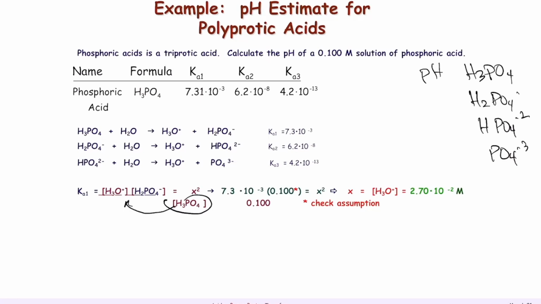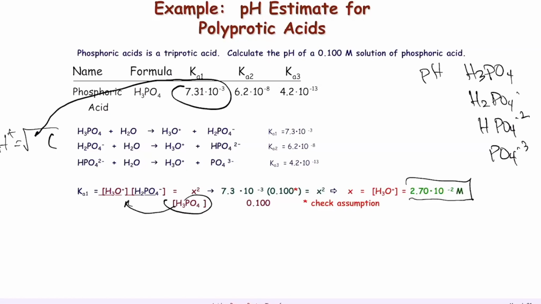And when we do this, we can do our shortcut, and we get hydronium ion of 2.7 times 10 to the minus 2. Our shortcut is just hydrogen ion is equal to the square root of Ka1 times the concentration of the phosphoric acid, which was 0.100 molar. Try that. You'll see that when you do that, you will get an X value of 2.7 times 10 to the minus 2. And you can take the pH of that easily.